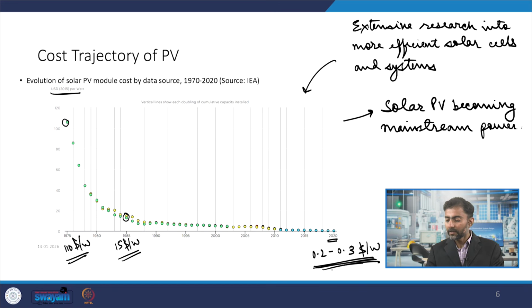So that has been the growth of solar PV, very, very impressive growth of solar PV over the last 4 to 5 decades. So if we look at the numbers currently, what is the current status of solar PV globally and in India? Let's look at a little bit of data on that.